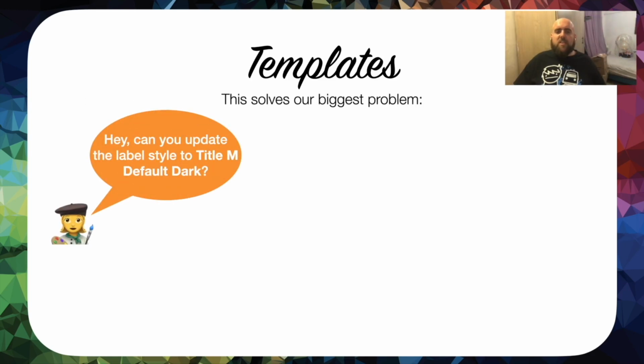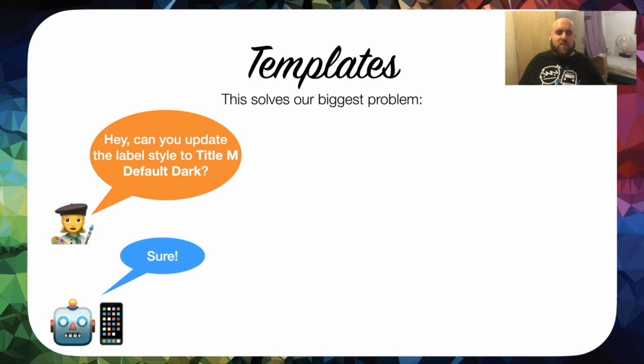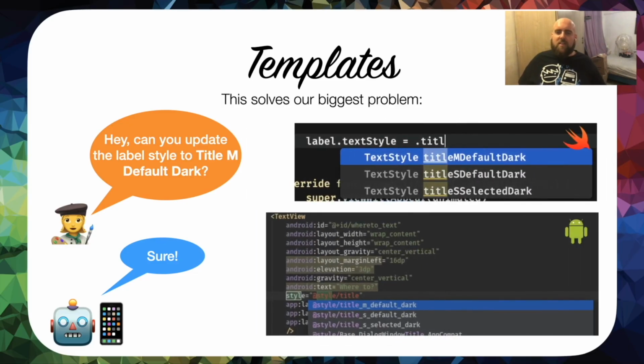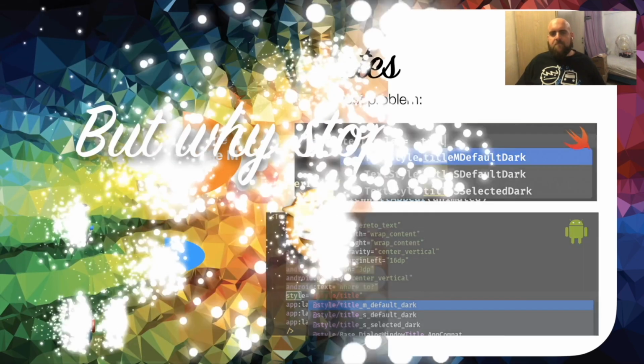This really solved our biggest problem. "Hey, can you update the label style title medium default dark?" the designer would ask, and both teams would say, "Sure, it's not a problem anymore," because title medium default dark now means exactly the same thing in both iOS and Android. They're both generated from the design assets. There's no confusion. We no longer talk about font size, color. We just talk about this encapsulated unit called a textile, which is much, much nicer to work with.